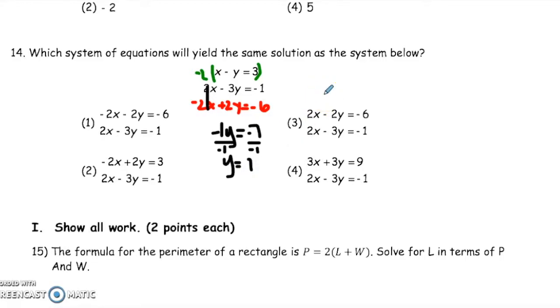All right, and then, so we want to use the first equation and plug it in because it's a little bit easier. So x minus y has to be equal to 3.